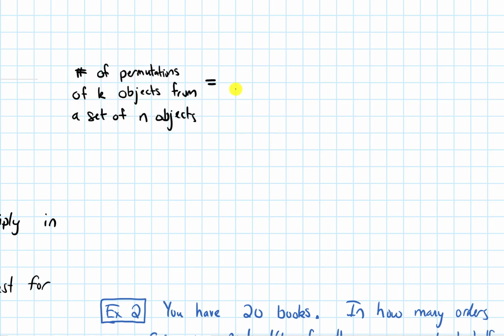Okay, so we can think about how many ways there are to choose the first object in our list. We have n total objects to choose from, so there's going to be n ways to pick the first object. And then for the next stage of this experiment, I'm going to multiply. We're going to use the multiplication principle because we have these different stages of this experiment.